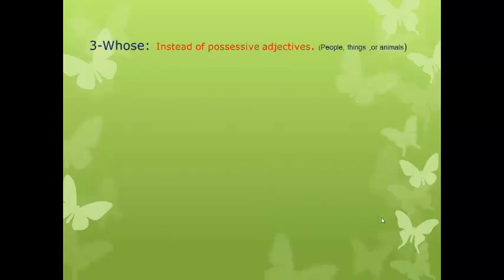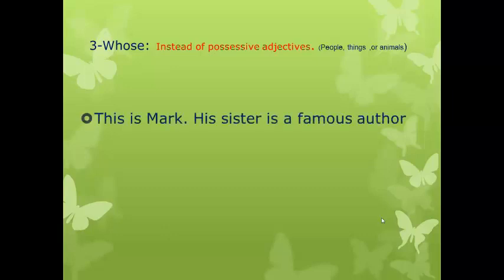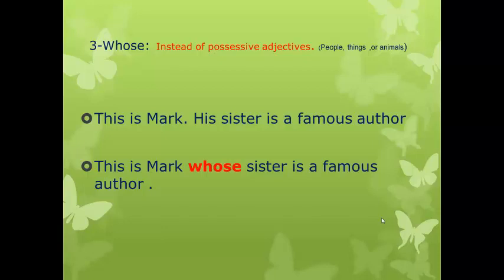Number 3, whose. We use it instead of possessive adjectives, for people, for things or animals, for everything, for possession. Okay? Now, this is Mark. Full stop. His sister is a famous author. This is Mark, whose sister is a famous author. As you can see, we use it instead of the possessive adjective, here instead of his.